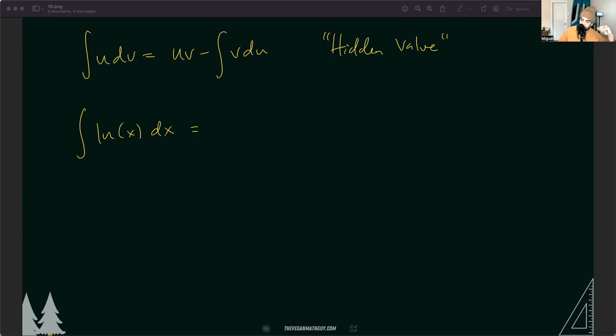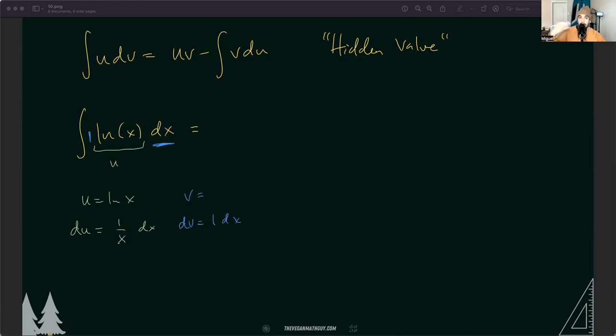Actually, we're going to change that up. Our hidden value is going to be our dv. So first, we're just going to start off by making our u equal to ln of x. So u is equal to natural log of x. du is equal to 1 over x dx. And then our dv is just going to be the dx. And then technically you have a 1 on the outside, so it's going to be a 1 dx. So dv is equal to 1 dx.